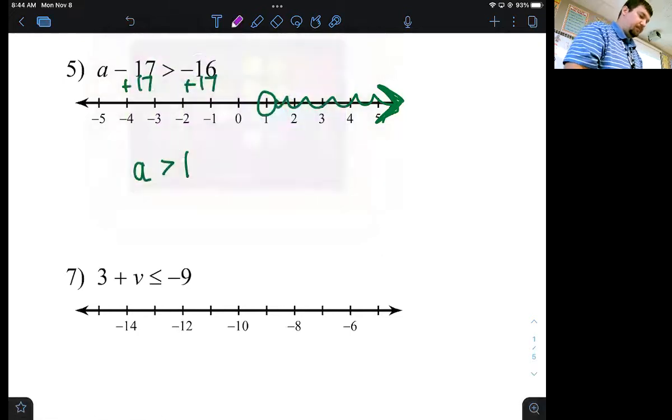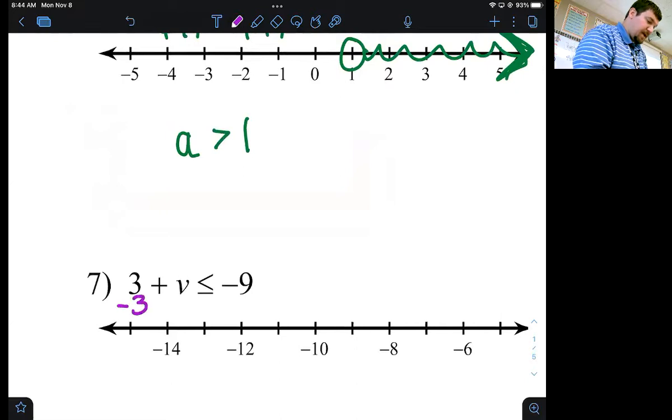Number 7. Ella, what do I need to do to both sides? Subtract 3. So I put a -3 and a -3. Question, do I flip the sign when I put a -3 on both sides? No, I do not. I only flip the sign when I'm multiplying or dividing, and only then if it's by a negative number. Never when I'm adding or subtracting. So none of these problems so far have even been multiplying or dividing problems, so I haven't had to worry about flipping any of them.